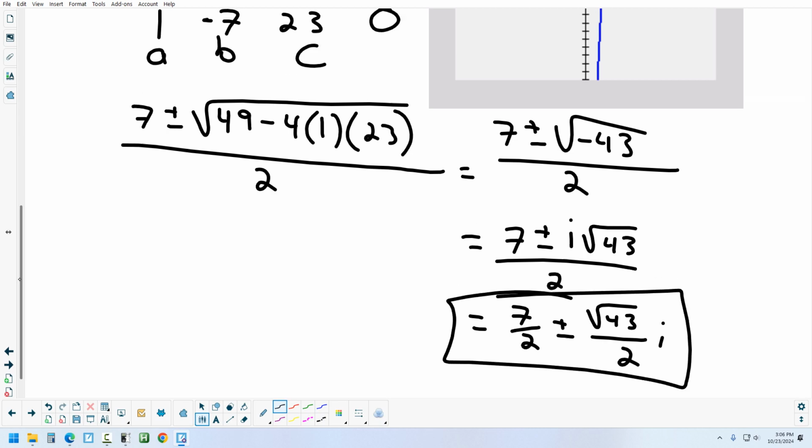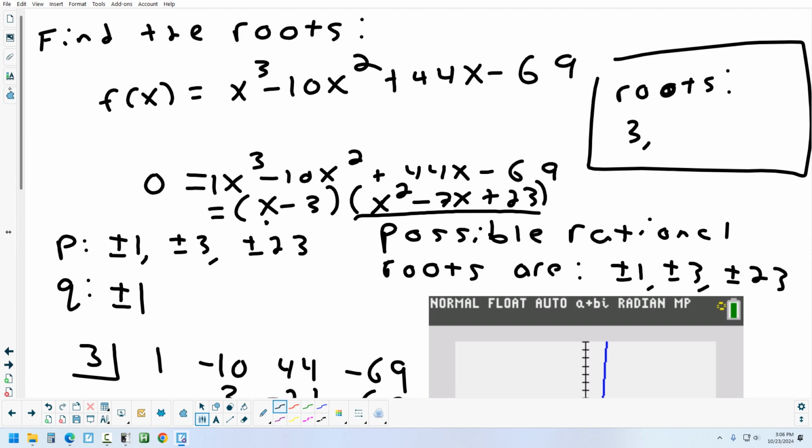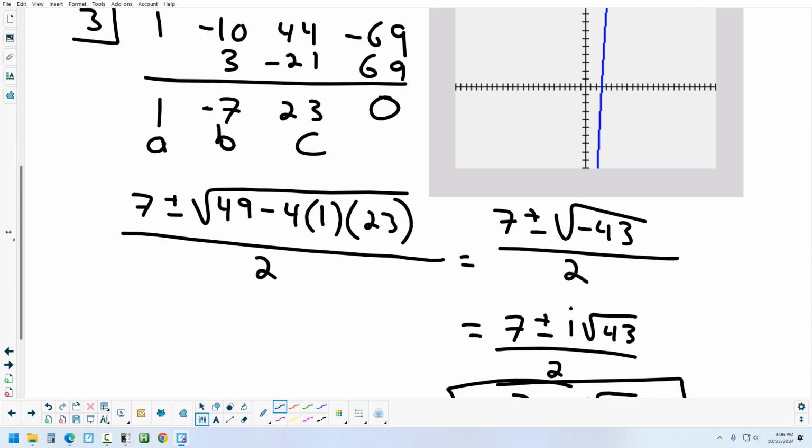Okay, let me write this up now real quick. And these are my other 2 roots. Okay, so the 2 different roots are 7 over 2, and then plus or minus the square root of 43 over 2, times i. That's 2 of them, and the third one is 3. Okay, those are my 3 roots.